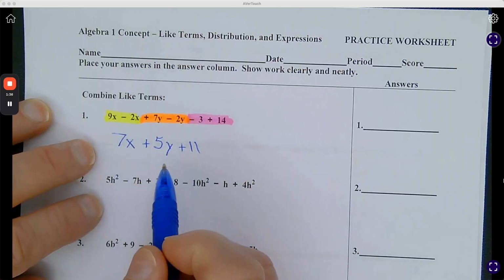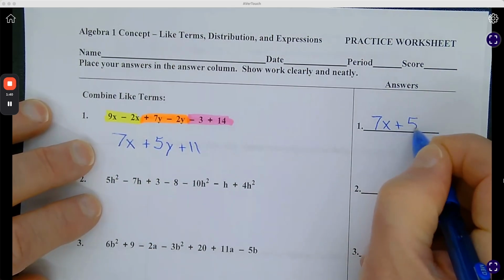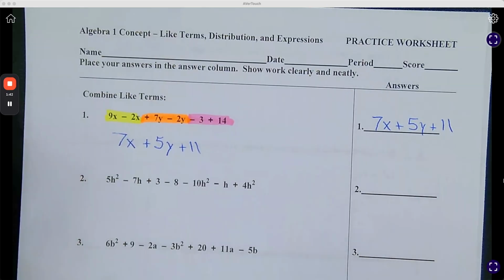Now, when you write your final answer, the order matters. Alphabetical should take precedence. And the constant term always goes last. All right, let's take a look at the next one.